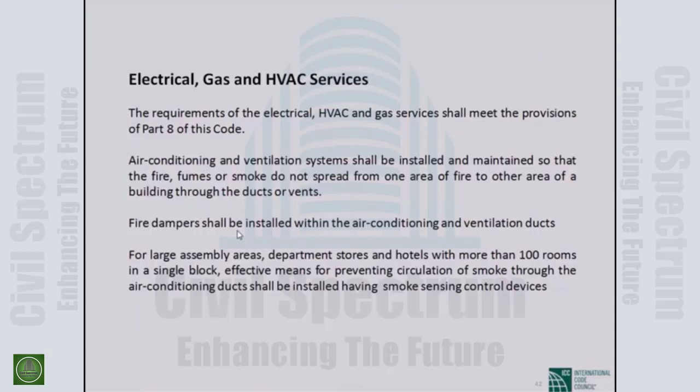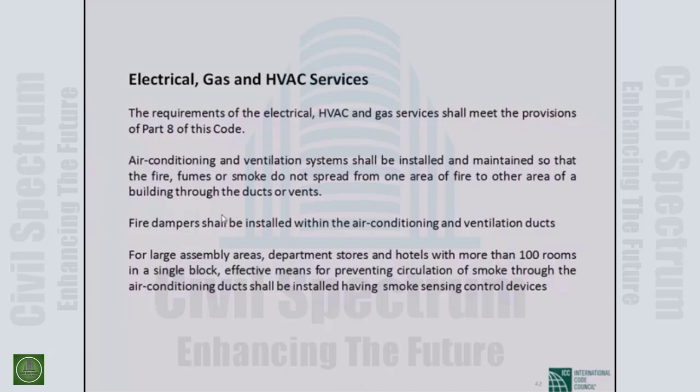Now I would like to say something very briefly about the electrical, gas and HVAC systems. That is not detailed here in BNBC Part 4. This is a very small area. The detail is in Part 8, which is referred to here. So you can see the requirements of electrical, HVAC and gas services shall meet the provisions of Part 8, which is very detailed. So I will not talk about it here. You will learn all of it when it comes.